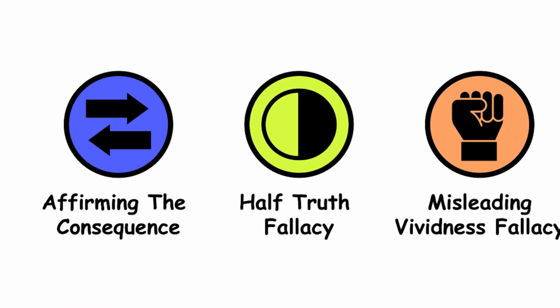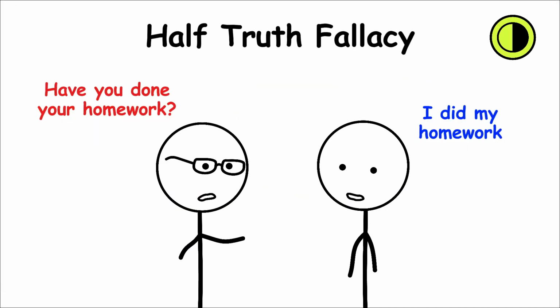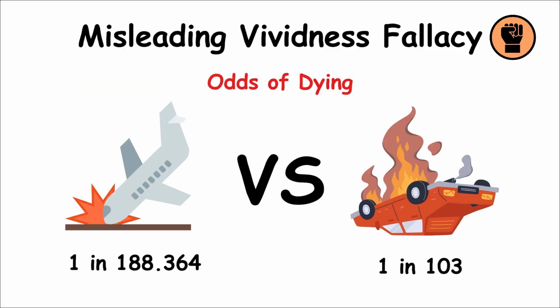Half-truth fallacy. It happens when someone tells you something that's partly true, but leaves out important details that make it misleading. It's like saying, "I did my homework," but not mentioning that you only did half of it. The truth is there, but it's not the whole story, which can lead people to the wrong conclusion. The misleading vividness fallacy. This happens when people focus on a dramatic or emotional example rather than looking at the bigger picture. For example, if you hear a story about a plane crash and start thinking flying is dangerous, even though statistically flying is very safe.